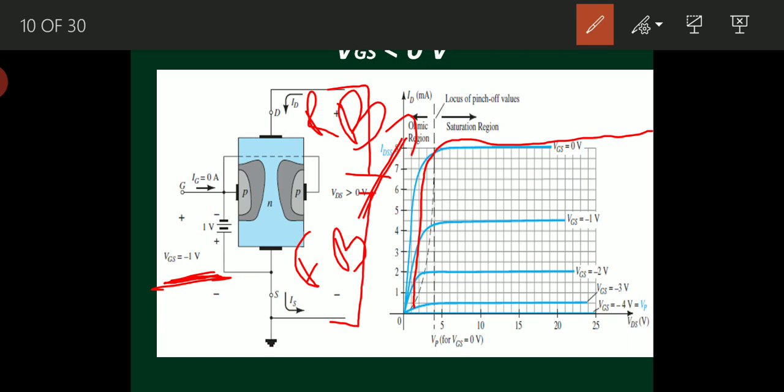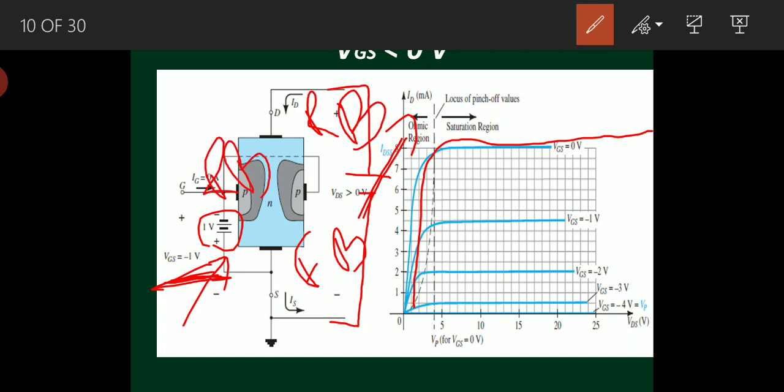Okay. And now what I am going to do is I am increasing this VGS. VGS equal to -1. Previously VGS equal to 0. But now VGS equal to -1. So what will happen? The p-type semiconductor substrate, which is gate, is connected to negative of battery. So what is happening at the channel? This negative voltage is going to reverse bias this channel.